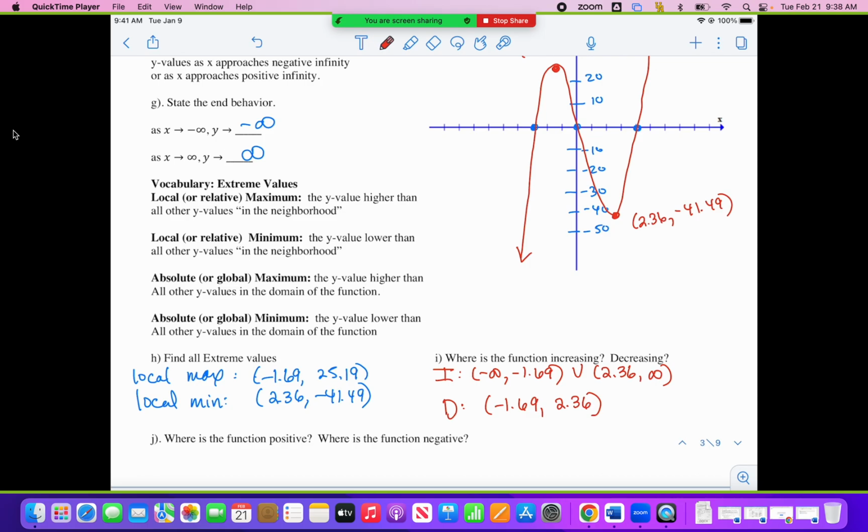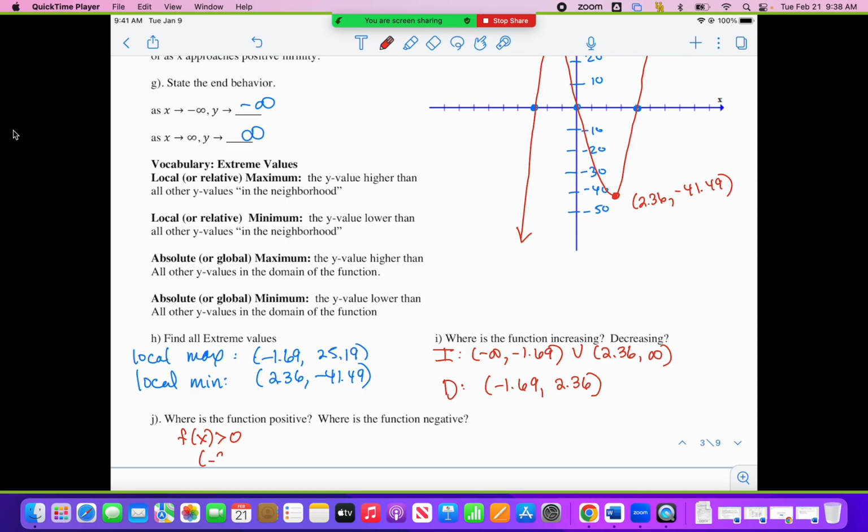All right, where is the function positive? A function is positive when the graph is above the x-axis. And again, we're going to use x values. That's between negative 3 and 0, and then again, 4 to infinity.